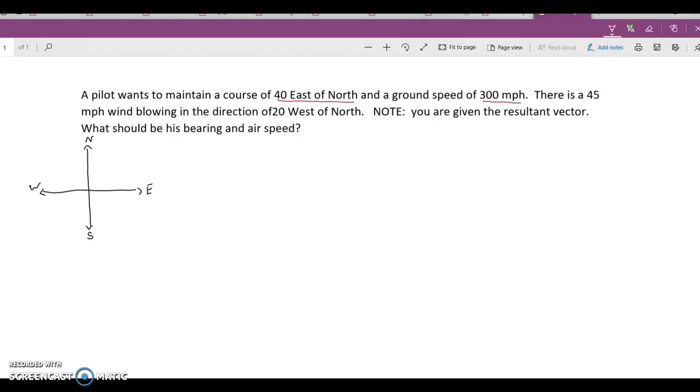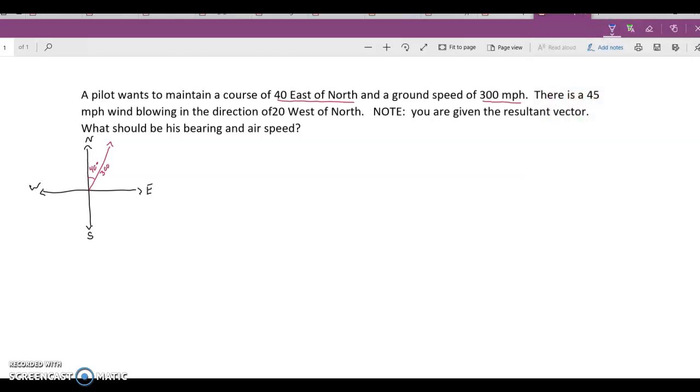He wants to maintain a course of 40 degrees east of north. So we're starting at our north and we're going 40 degrees east, so this way. And this in here is 40 degrees, and then the magnitude of that is 300.